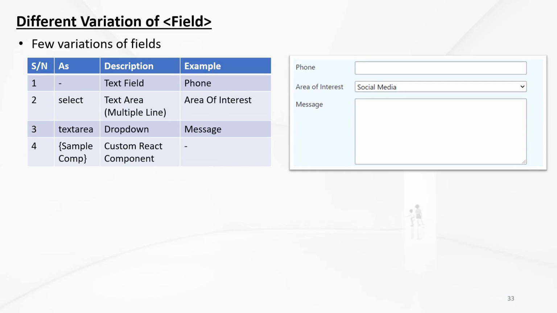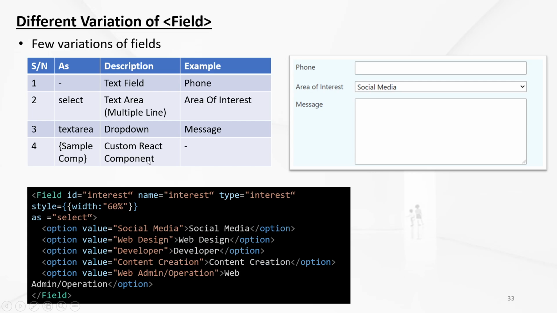Before we proceed further, I think it's worth mentioning that there are different variations of fields. The default is of course the text field. We also have text area, which is just multiple lines of the text field. The third will be drop down, and the fourth will be a custom React component that you can customize. I will be showing the code below, and it will actually show the drop down because it's a bit more complicated.